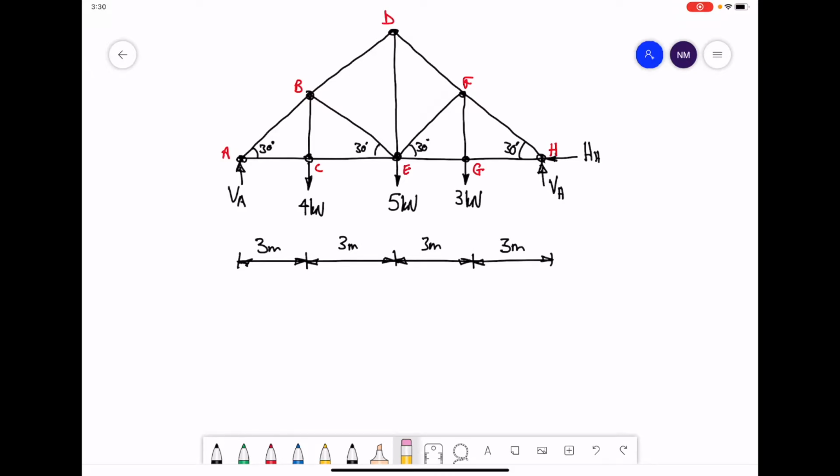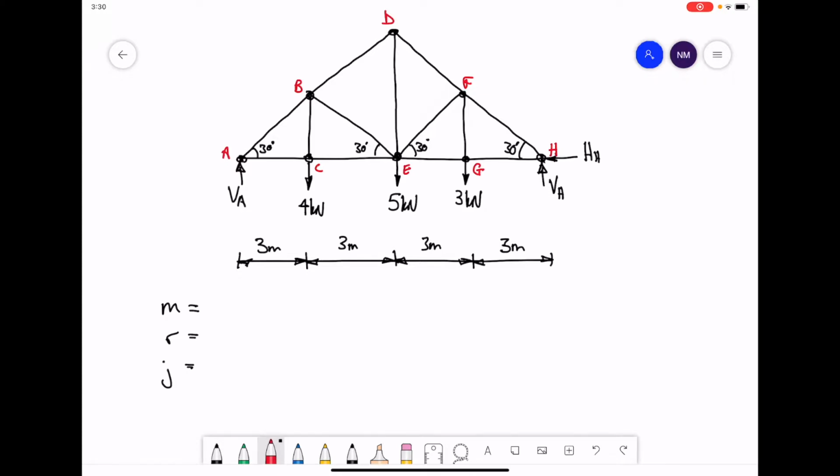After we've drawn our free body diagram, the first thing to prove is that the structure is statically determinate. For that, we'll need to count out our number of members, M, the number of reaction forces, and the number of joints.